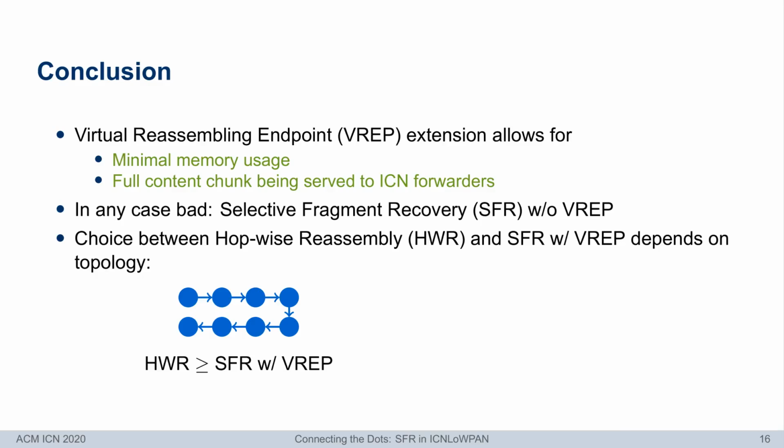For topologies with many hops without intersection points, hopwise reassembly has a slight advantage over selective fragment recovery with the VREP extension, though negligible. However, when there are intersection points in the network, those will form a bottleneck in the reassembly buffer of hopwise reassembly. Here we get significantly better results for SFR with the VREP extension over hopwise reassembly.